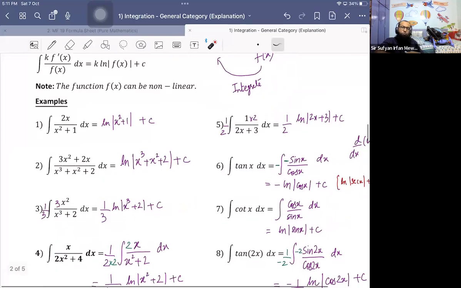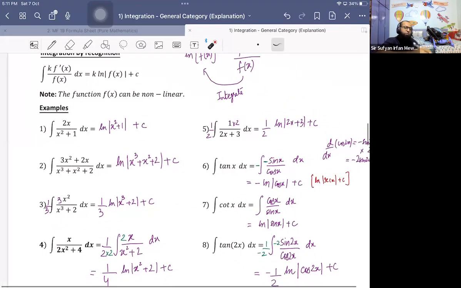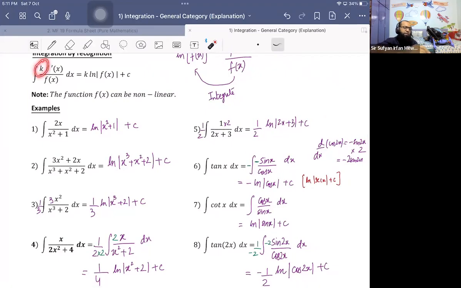Okay, then example number 4: x upon 2x square plus 4. As I've written over here, if there's something that you can take as common, then you need to take it as common. So what I've done over here is the first step. I've taken 2 as common. I've bolded this example to let you all know that if there's something that you can take as common, you have to take it as common first. So x upon 2x square plus 4, I've taken 2 as common. The 2 comes outside, and we are left with x upon x square plus 2.